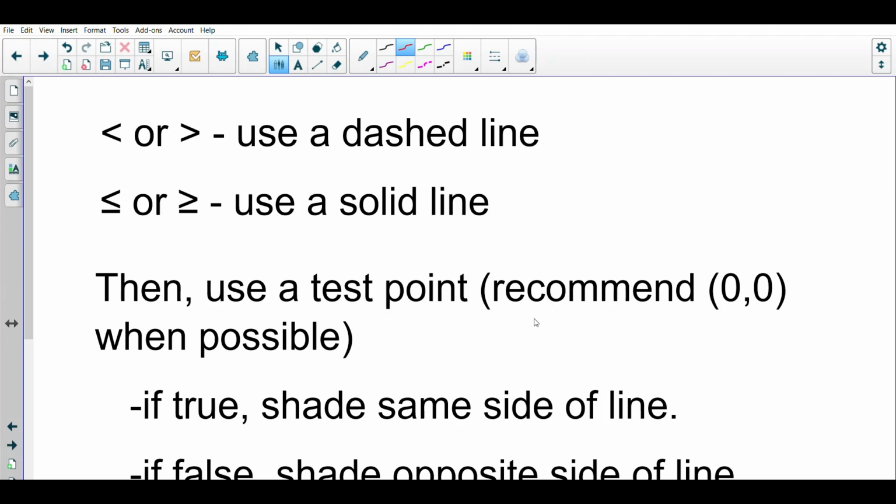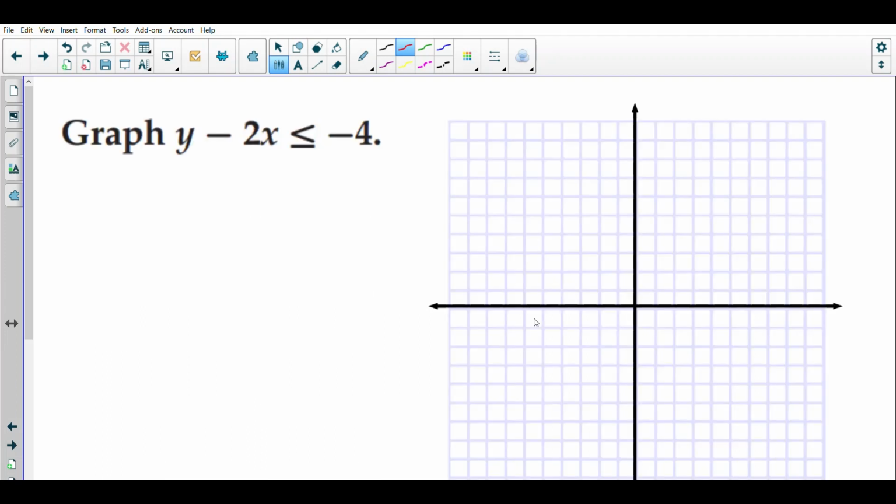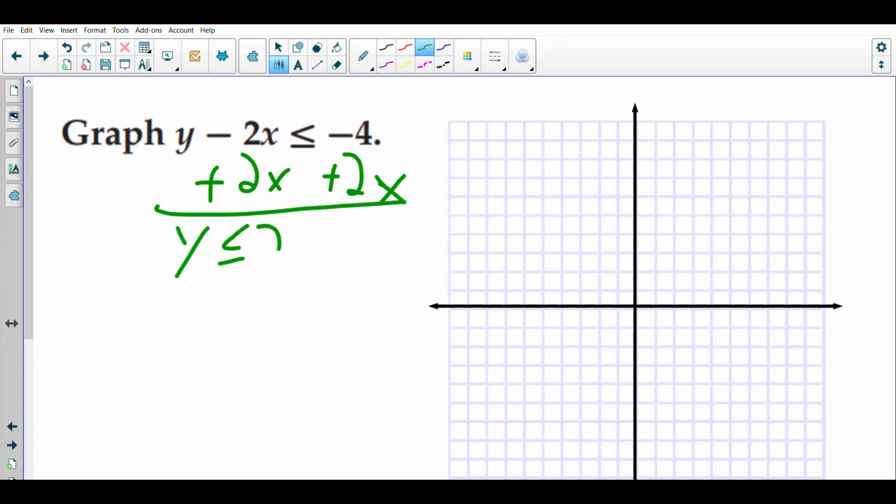Okay. So we'll go through a couple examples for you. Now, first we got graph y minus 2x is less than or equal to negative 4. So I don't like this setup. I'm going to change it to y equals mx plus b. So I'm going to add 2x to both sides. So now I have y is less than or equal to 2x minus 4. So now it looks like a normal y equals mx plus b.